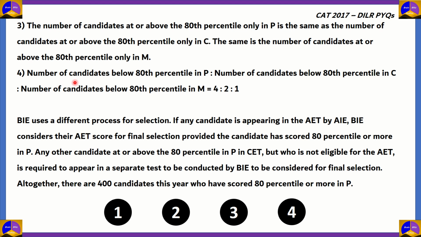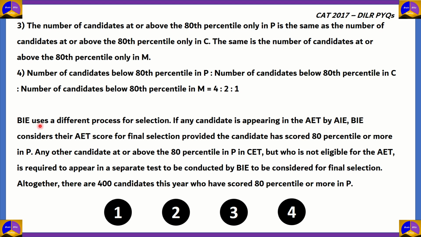And finally, statement number 4 says the number of candidates below 80th percentile in P, proportional to the number of candidates below 80th percentile in C, proportional to the number of candidates below 80th percentile in M, is equal to 4:2:1.